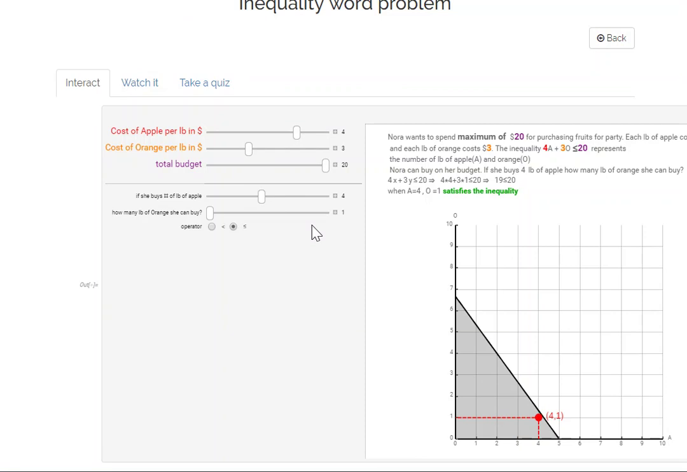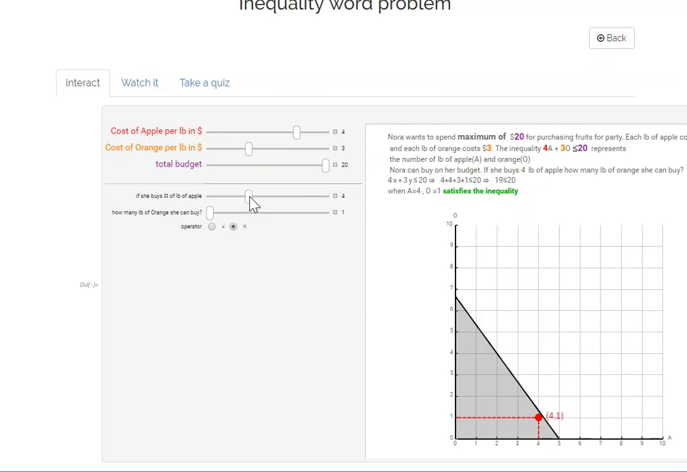So, Nora wants to spend a maximum of $20 for purchasing fruit for a party. Each pound of apples costs $4, and each pound of oranges costs $3. The inequality 4a plus 3o is less than or equal to 20 represents the number of pounds of apples, A, and oranges, O, Nora can buy on her budget. If she buys 4 pounds of apples, how many pounds of oranges can she buy? So you can interact here.